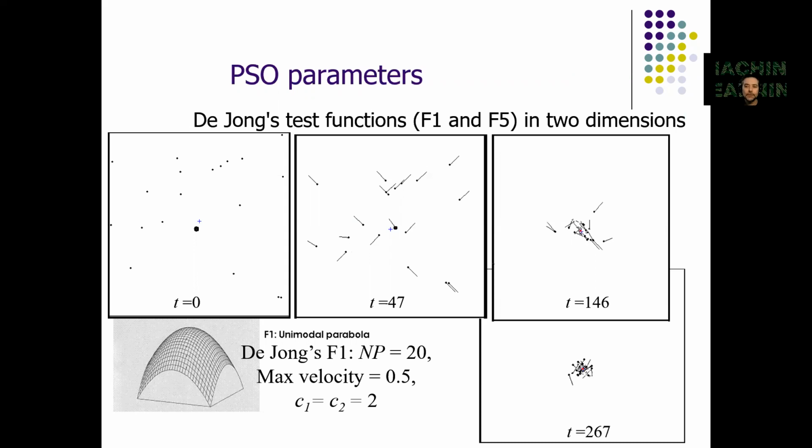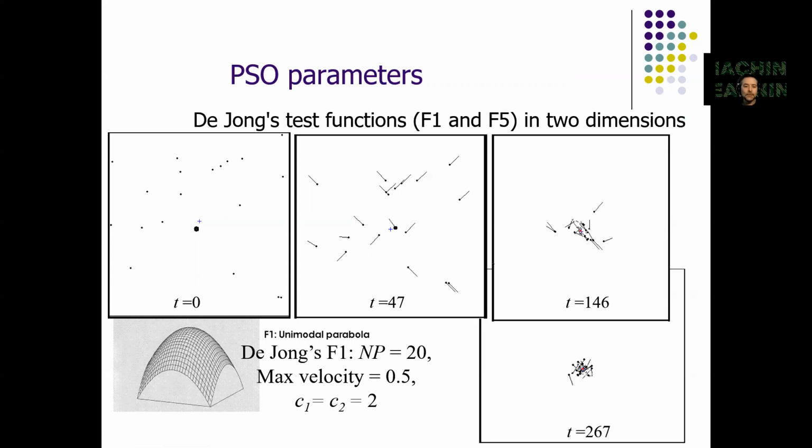The lines here represent the velocity vectors. So you can see in the particular instance at iteration 47 what the velocity of the particle was, and the dot shows you the next position that the particle took in that iteration. And it converges after 267 iterations, as you can see. All the particles are in the neighborhood of the global optimum. In this case, the maximum velocity was set to 0.5.